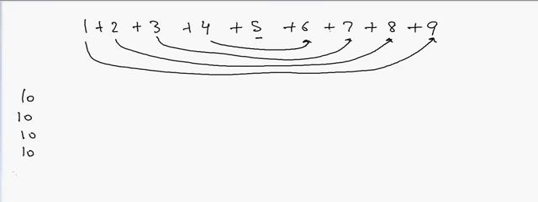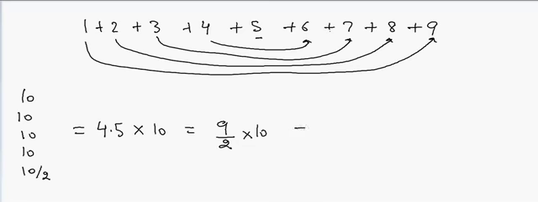Then we are left with a 5, which is half of a 10, so 10 divided by 2, you can say. So in total we have 4.5 into 10, so we have 4 tens and half of a 10. Again if we look here, that will be equal to 9 divided by 2 into 10. So what's the 9 here? 9 here is the last digit.